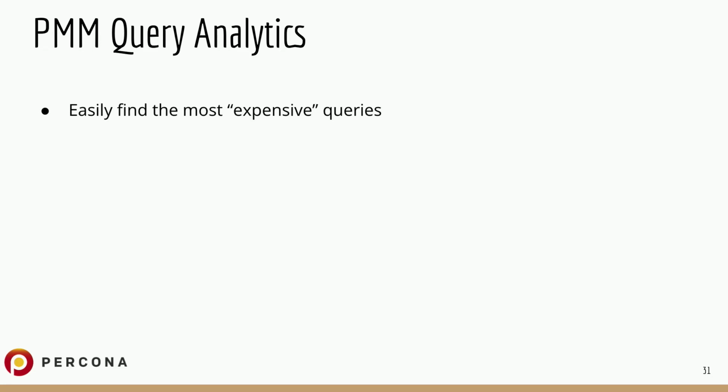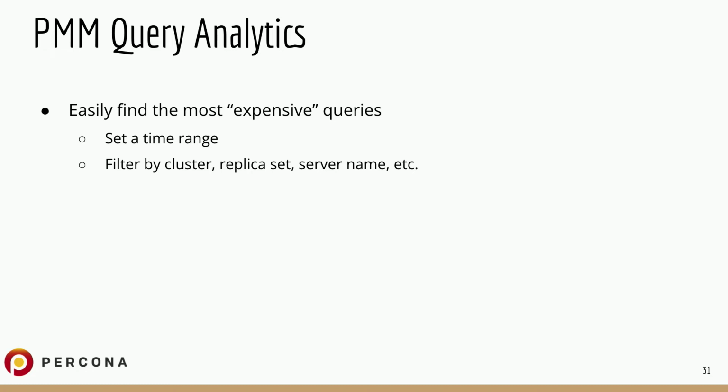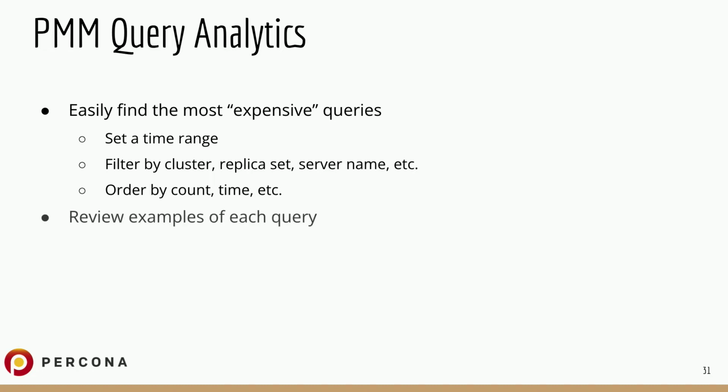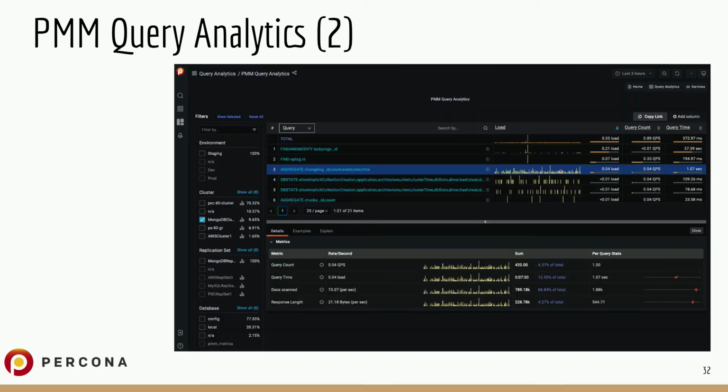Let's quickly talk about the query analytics. As I mentioned before, this helps you find which queries are the most expensive ones in your MongoDB. So you set a time range, then you can set some filtering by cluster name or replica set name, for example. And you can also define an order to see what is the criteria that you want to see first. And also, you can click on each individual query and see some examples, as well as the execution plan. I will show you this in a second.